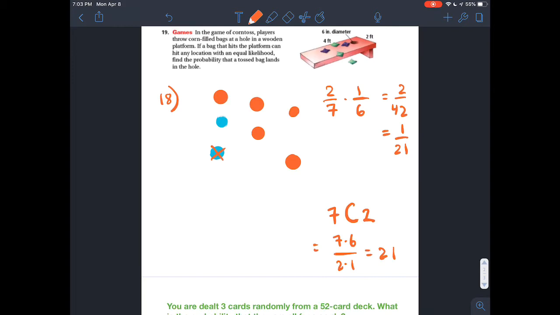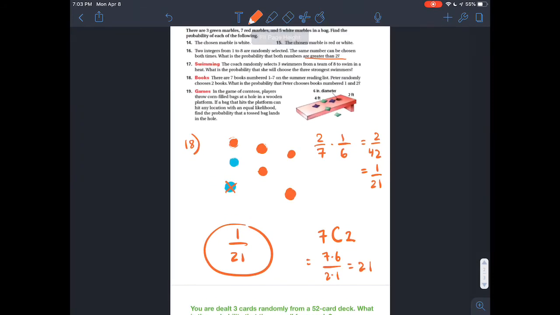Again, we're using combinations here, so order doesn't matter. It would count books 1 and 2 as the same as books 2 and 1. So out of your 21 different ways to choose 2 books, only one of those corresponds to picking books 1 and 2. There are 21 ways, and only one of them gives us the favorable outcome, so our answer is 1 over 21. Again, we get the same answer using a slightly different approach.